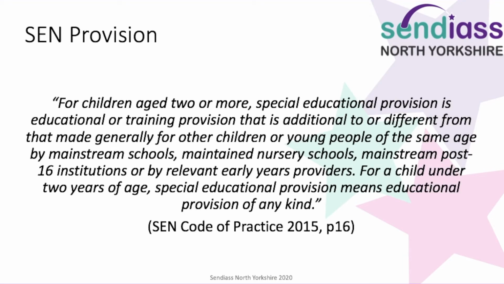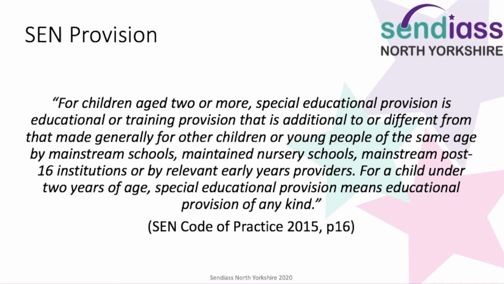What do we mean when we talk about SEN provision? The SEN Code of Practice 2015 says for children aged 2 or more, special educational provision is educational or training provision that is additional to or different from that made generally for other children or young people of the same age by mainstream schools, maintained nursery schools, mainstream post-16 institutions or by relevant early years providers. For a child under 2 years of age, special educational provision means educational provision of any kind.